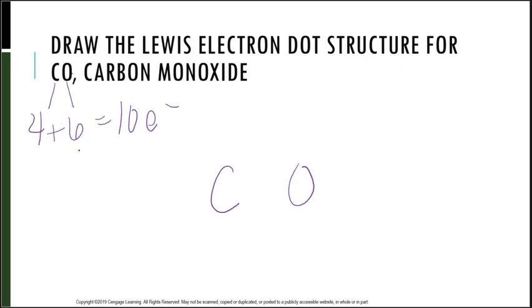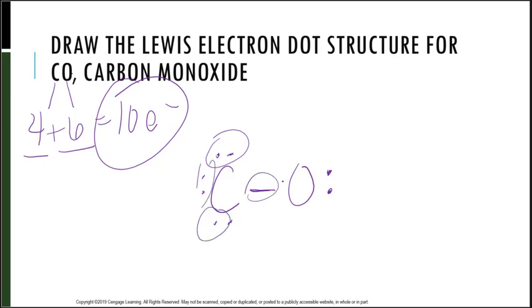I did my electron count, 4 from carbon, 6 from oxygen, so we have 10 electrons. Let's do carbon bonded to oxygen. That accounts for 2. Let's get carbon to be happy. So 3, 4, 5, 6, 7, 8, 9, 10. Okay, there are 10 electrons in that structure now, but we can't be done. Carbon's happy, sure. Carbon has 2, 4, 6, 8. But what's wrong with oxygen?